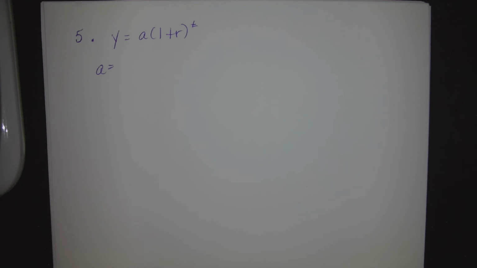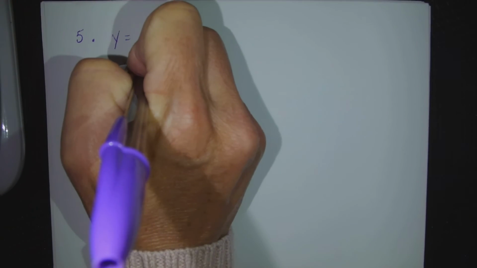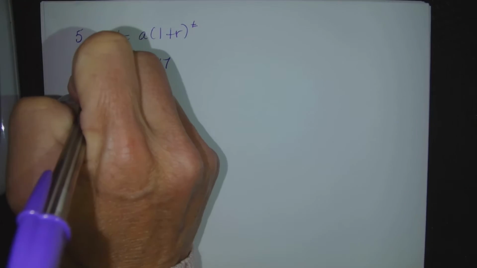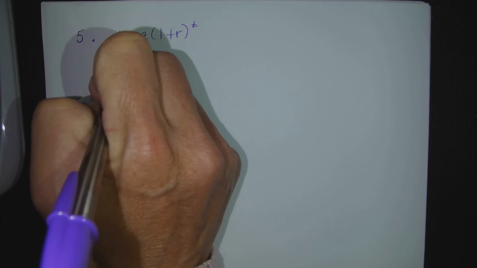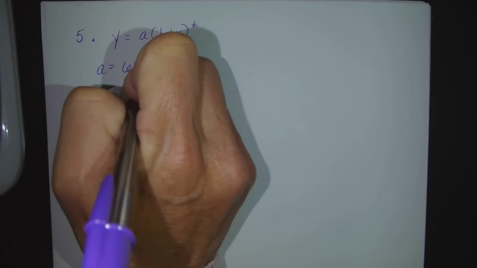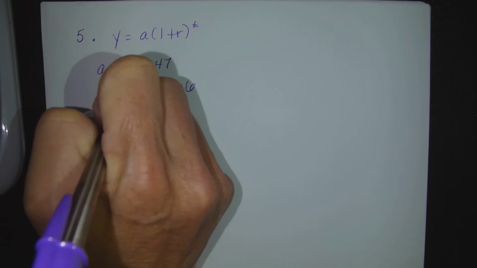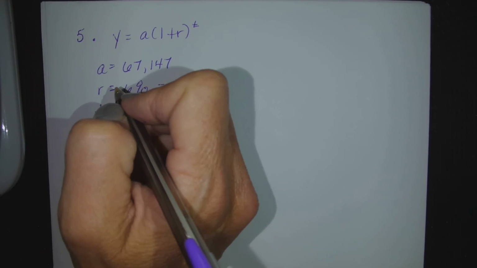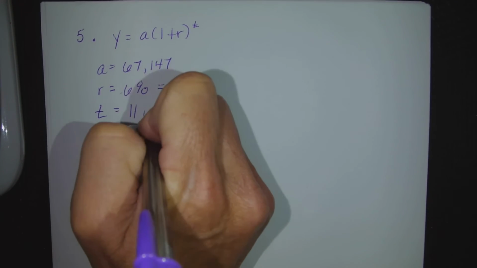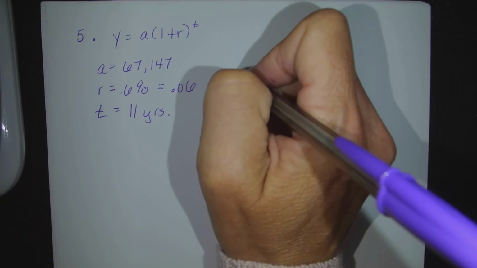And number 5, what is our initial amount? 67,000. Yeah? What is our rate? 0.06. Right, 6%, which is equal to 0.06. And what is our time? What's it going to be worth? 11 years. So now we just plug it in.